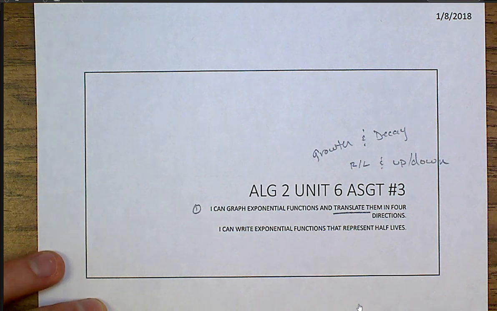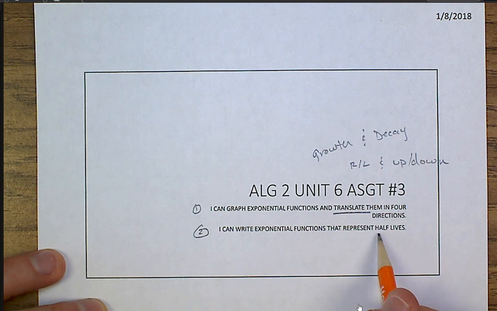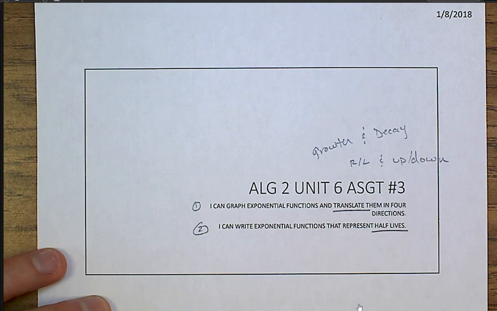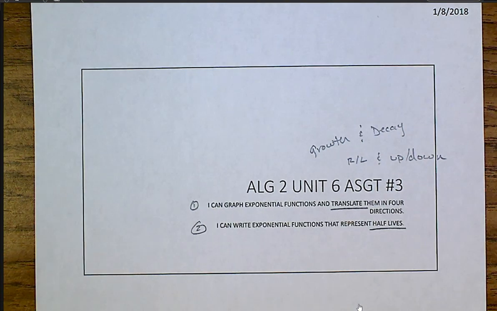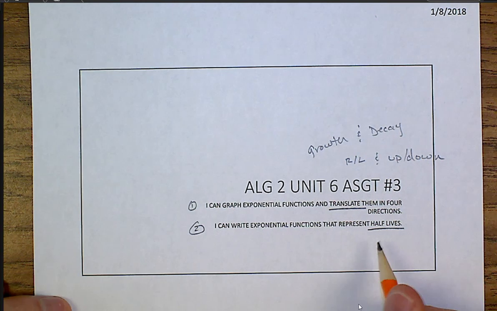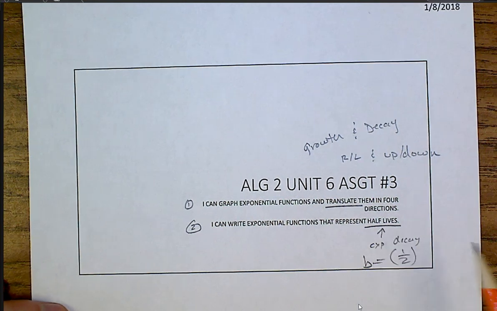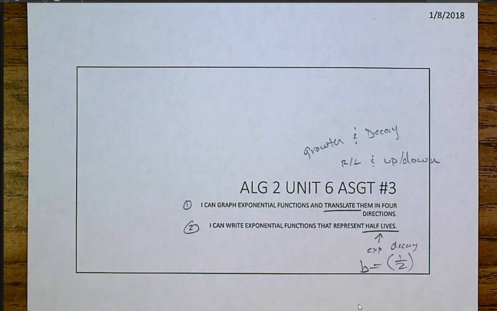And then the second thing we're going to be working on is writing exponential functions that represent half-lives. You've dealt with half-lives in, I think, chemistry, when elements begin to decay. So half-life is an example of exponential decay, and your b value is always going to be a half because the life of the element is being cut in half. So when we get to that, you'll see how that works. So let's just jump right into it.